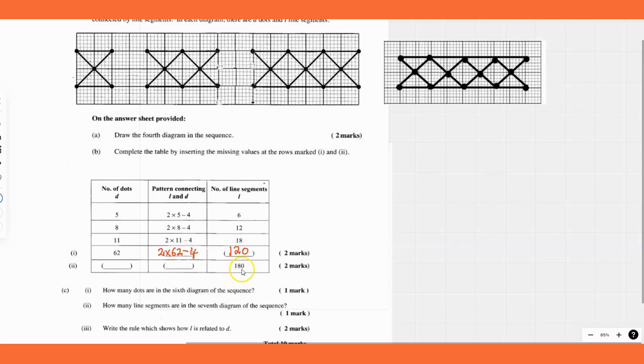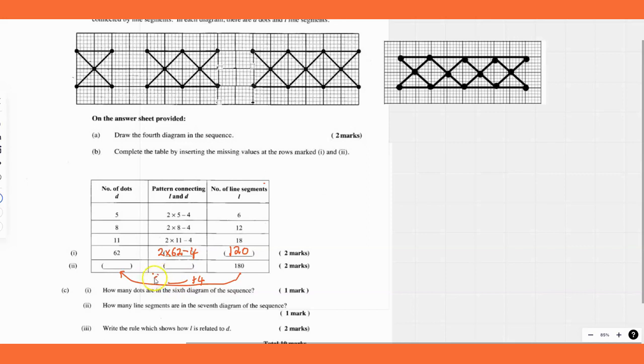So the rule is that we are timesing by 2 and subtracting 4. Now if they give you the line segments, you need to figure out how many dots should be there. If the rule is that we are timesing by 2 and subtracting 4, all you need to do is the reverse operation. So we start with 180 there, and then we do the opposite of minus 4, which is plus 4. And after that we divide whatever we get by 2.